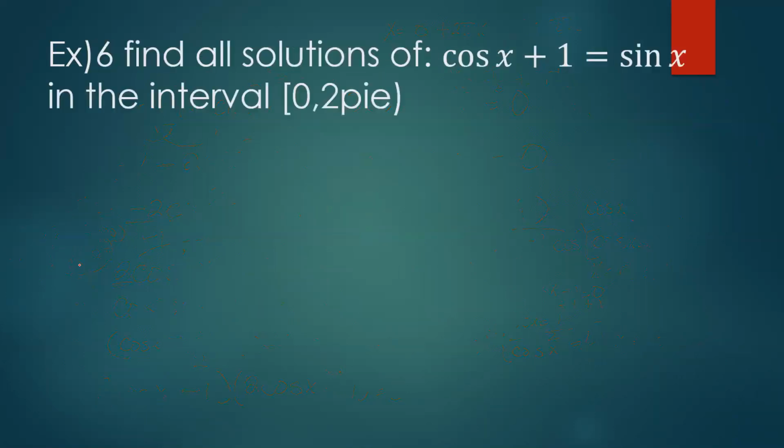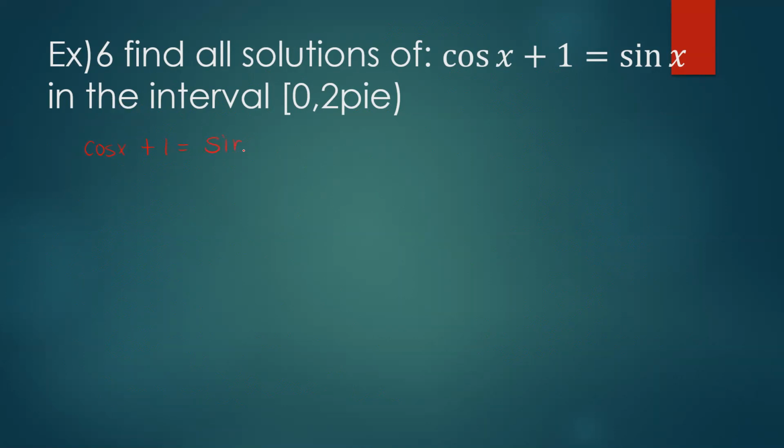Example 6, I think there's a total of 9 examples. So example 6 says, find all solutions of this: cosine of x plus 1 equals sine of x in the interval from 0 to 2 pi. So we have a limit, so that's good. So what would I do? Let me rewrite it again here. Cosine of x plus 1 equals sine of x.